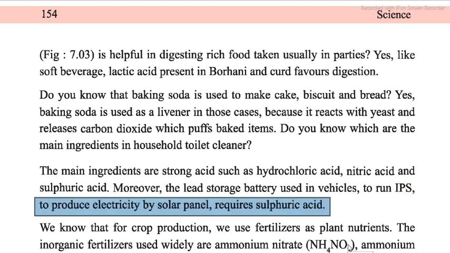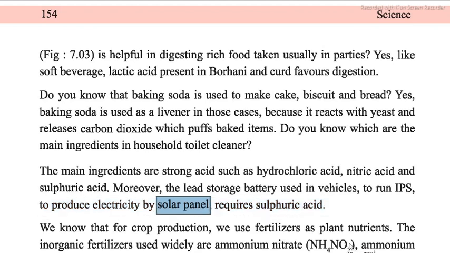To produce electricity by solar panel requires sulfuric acid. What is a solar panel? Solar energy begins with the sun. Solar panels, also known as PV panels, are used to convert light from the sun, which is composed of particles of energy called photons, into electricity that can be used to power electrical loads.